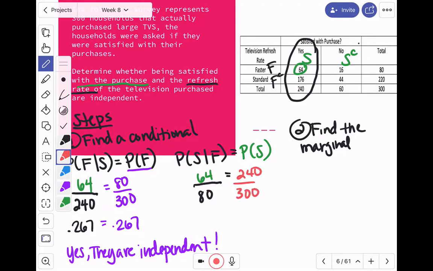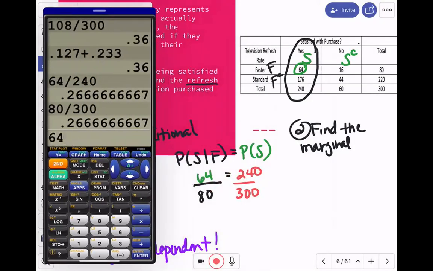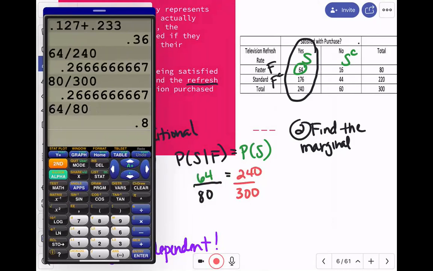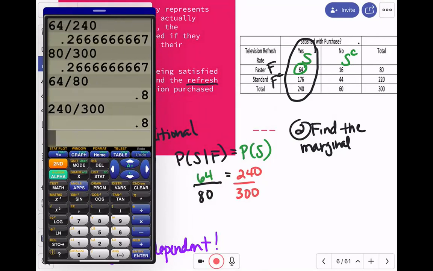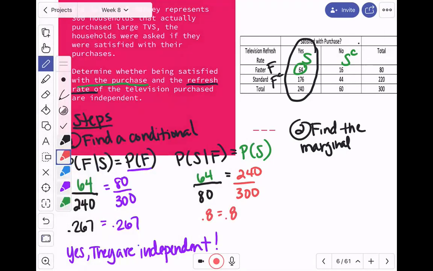Are these two values equal to each other? 64 divided by 80, 0.8. 240 divided by 300, 0.8. They both equal 0.8. So what does that tell me? They are independent of each other.